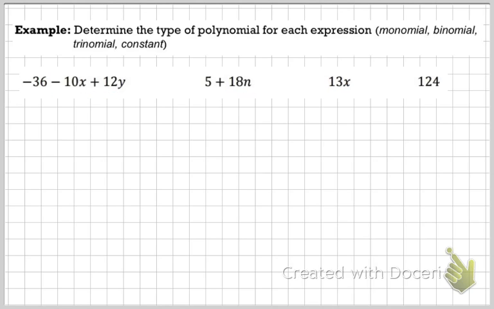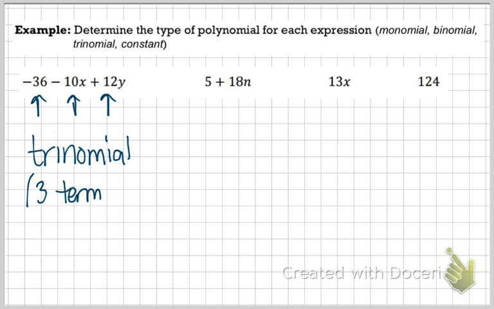So here we have three things, as you may say. These things are called terms. We have a 36, that's a term. We have an x term, because it has a variable x. And we have a y term, because it has a variable y. There are three components, three terms, so this is called a trinomial. And again, 3 terms put together to make an expression.